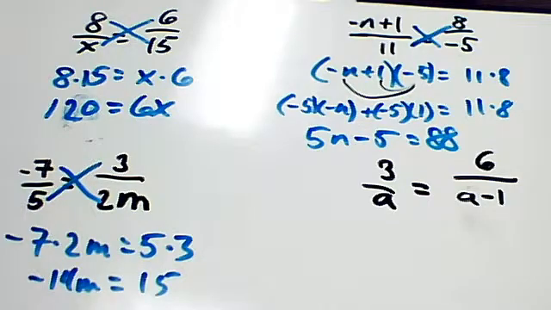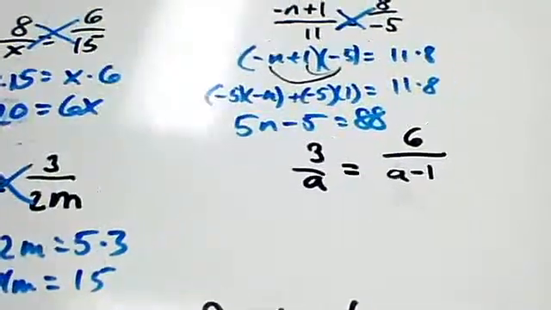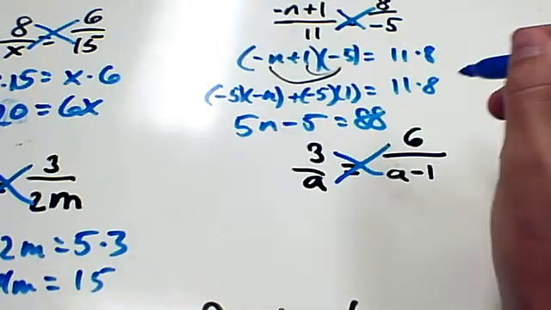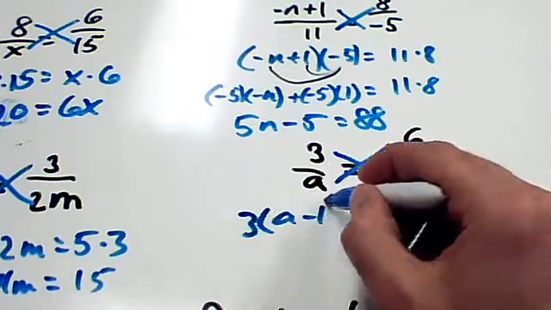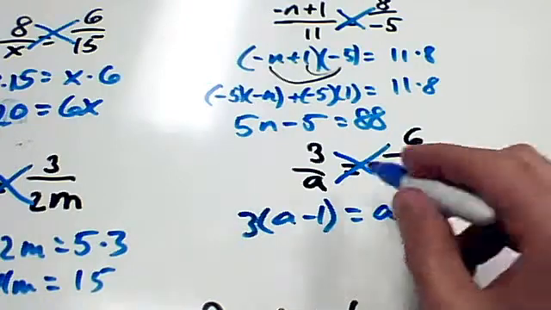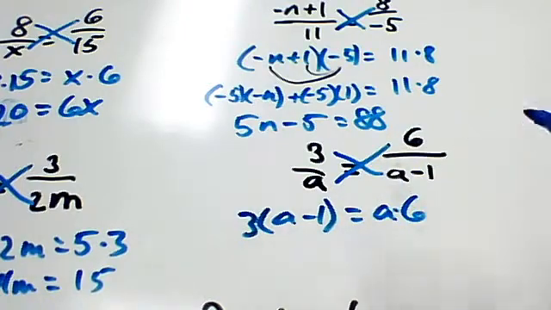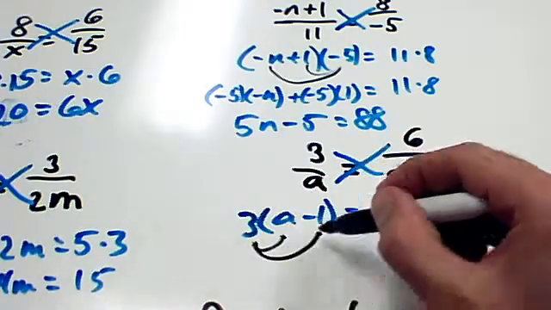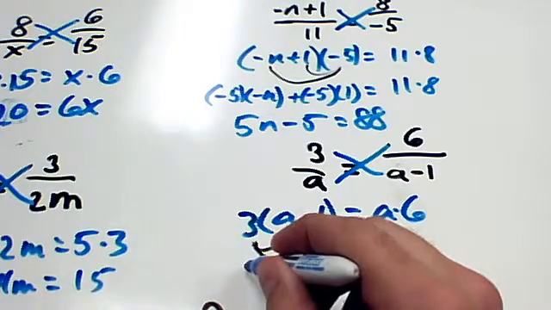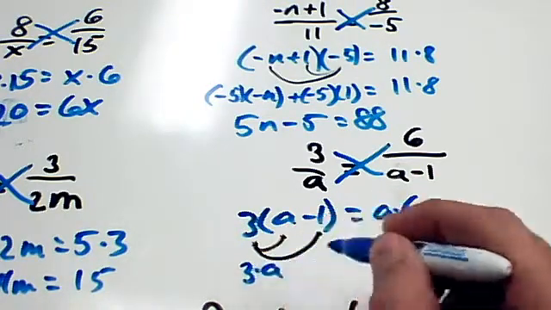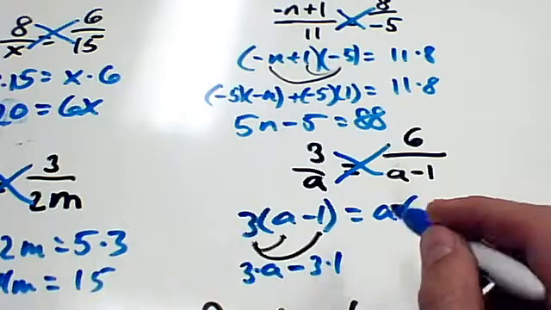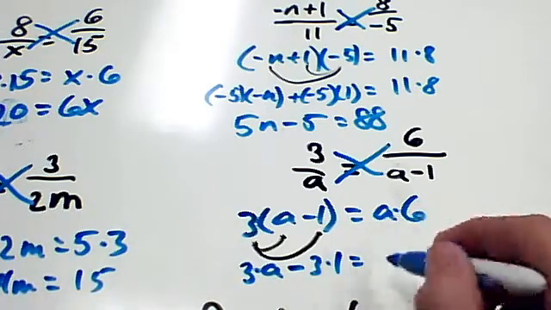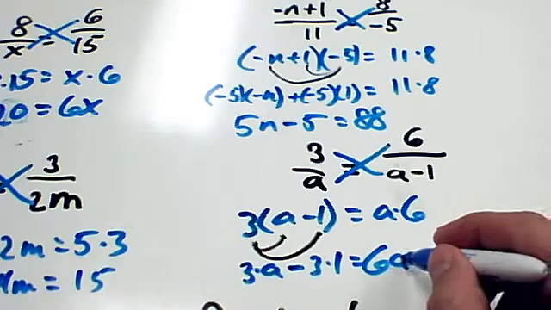Okay, and the last one, we're going to cross multiply, which means 3 times this thing, a minus 1, is equal to a times 6. Okay, so that would mean then we need to distribute. We're going to simplify this. And we would have, okay, 3 times a minus 3 times 1 equals a times 6. Now I'm just going to go ahead and write that as 6a.